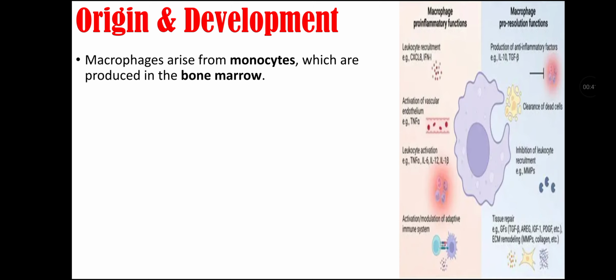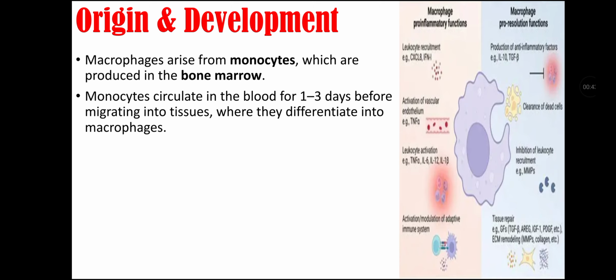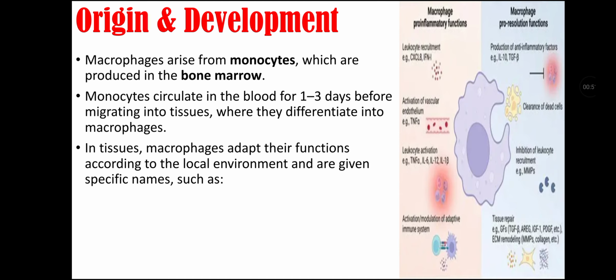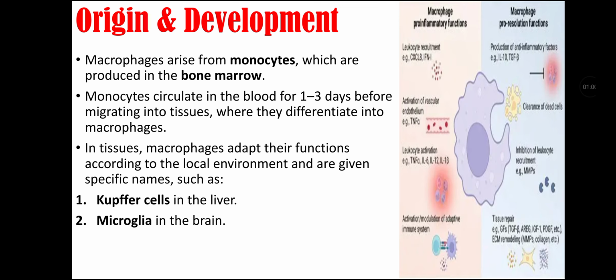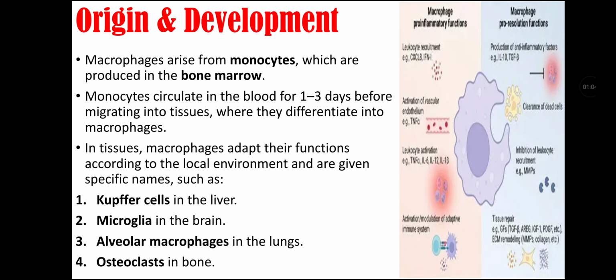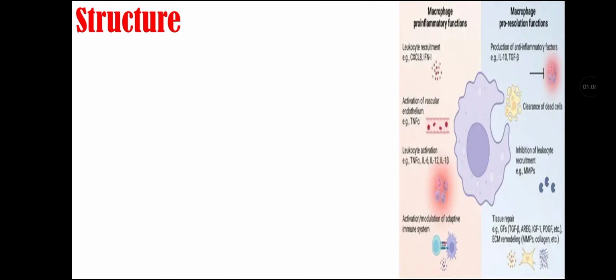Origin and development of macrophages. Macrophages arise from monocytes which are produced in the bone marrow. Monocytes circulate in the blood for 1 to 3 days before migrating into tissue where they differentiate into macrophages. In tissues, macrophages adapt their functions according to their local environment and are given specific names such as Kupffer cells in the liver, microglia in the brain, alveolar macrophages in the lungs, and osteoclasts in the bones.